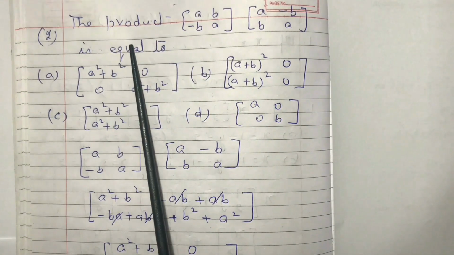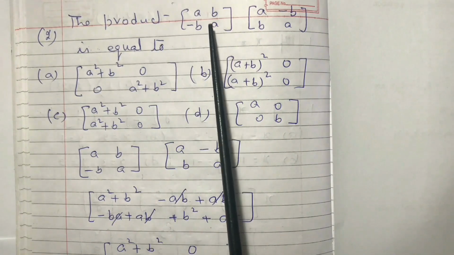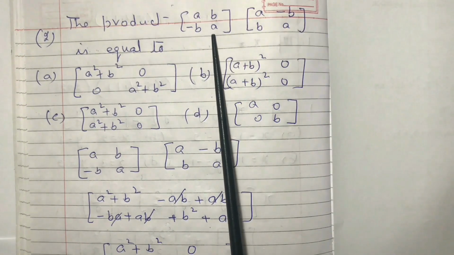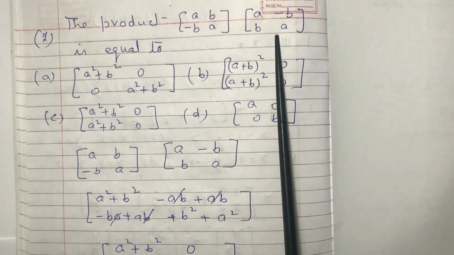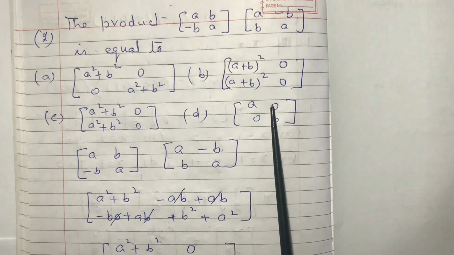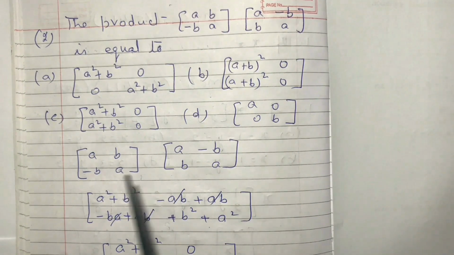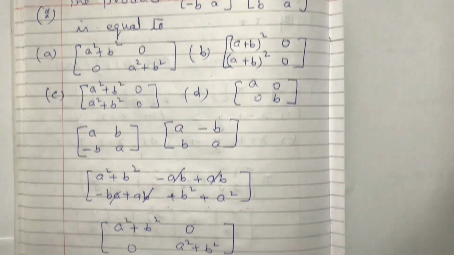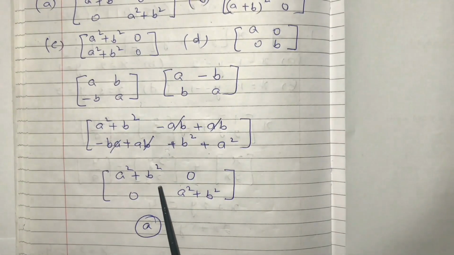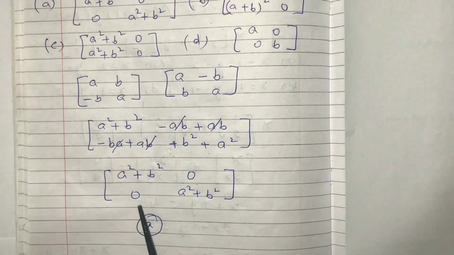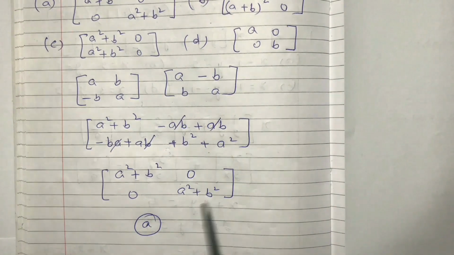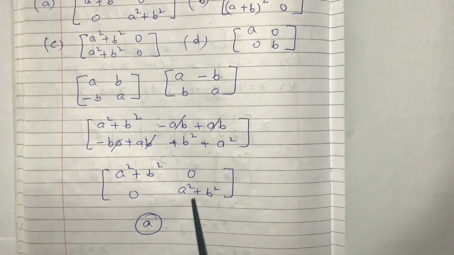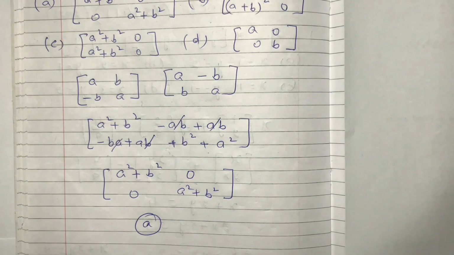Now its second question is the product of these two matrices. आपके पास दो matrices दी गई हैं, आपने उनका product निकालना है. There are 4 options. Again you have to find the right one. You all know how to find the product, and when you find the product, it will come out to be a square plus b square 0 0 a square plus b square. In the matrix you will get this. A is the right answer.